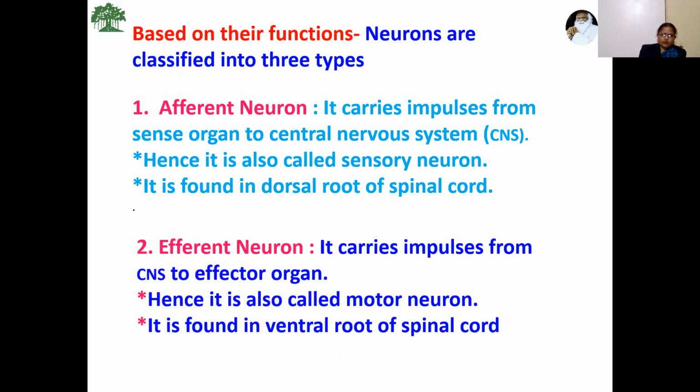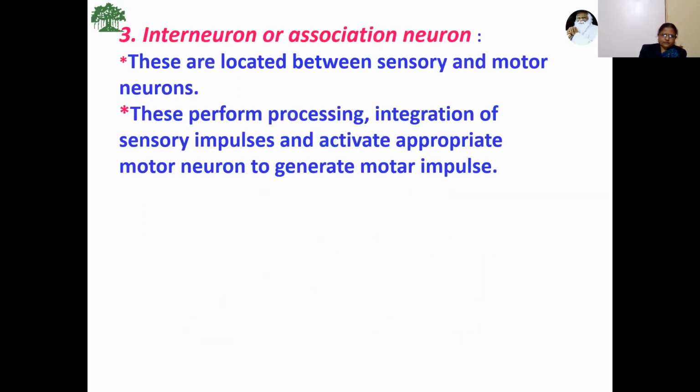Second, efferent neuron. It carries impulses from CNS to effector organ. Hence, it is called motor neuron. It is found in the ventral root of the spinal cord. Remember, it carries the impulse from the central nervous system to the effector organ. It is motor neuron. Third one, interneuron or association neuron.